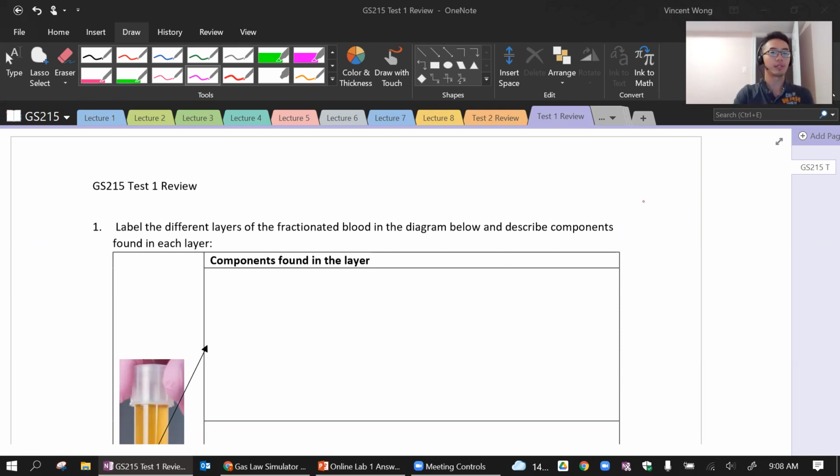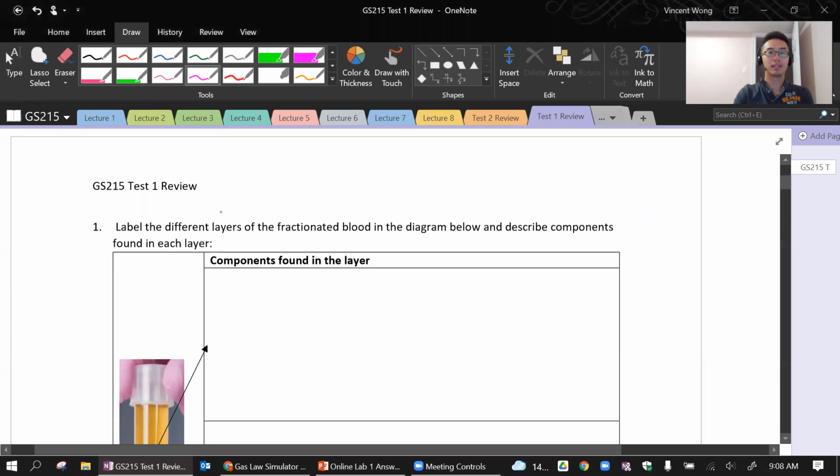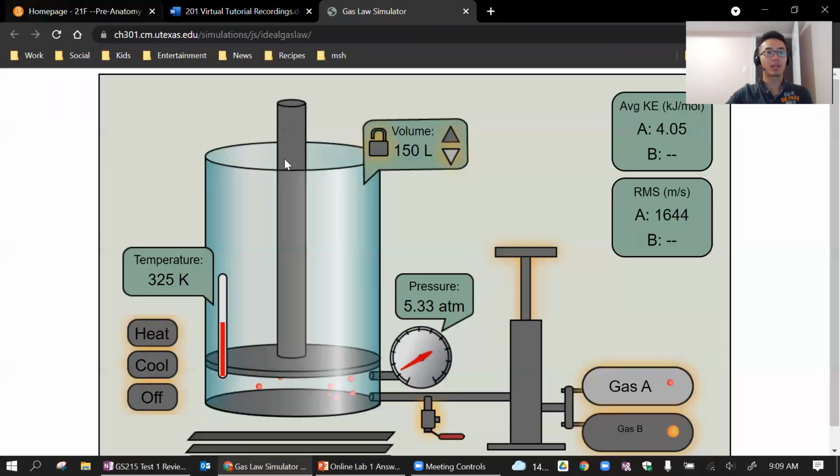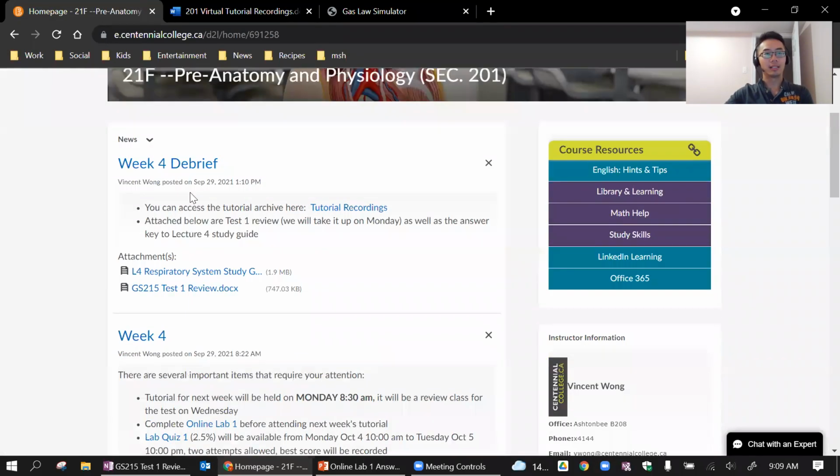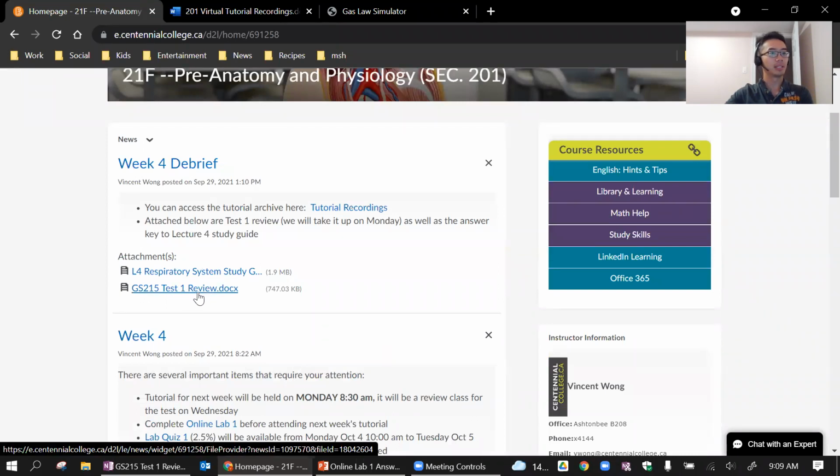All right, so test 1 review here. But where would we find this review? Okay. So if you don't have it, just go to eCentennial right now on the homepage, and then the announcement. Okay, there it is. The test 1 review. For those of you who don't have it, maybe I give you a minute or 2 just to get that.